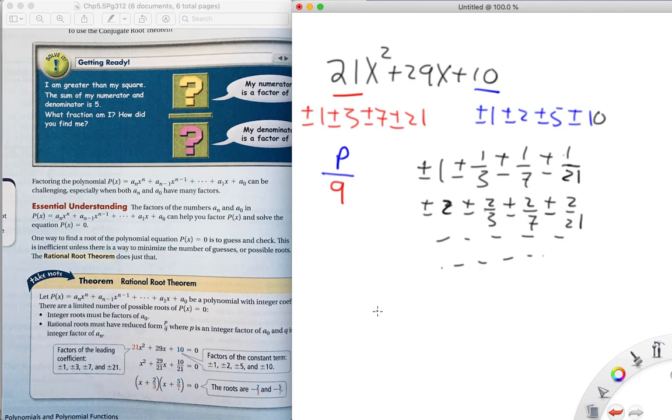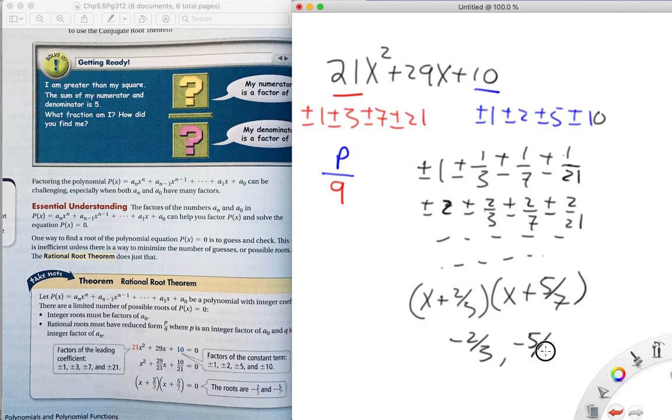So with that in mind, since I know it's a square, I know it has two roots, you would actually guess and check. You would plug all of these guys in to find out how many roots we're dealing with. And the book says eventually you'll find that it's x plus 2/3 times x plus 5/7. That means that the roots were negative 2/3 and negative 5/7. So it narrows down our choices.